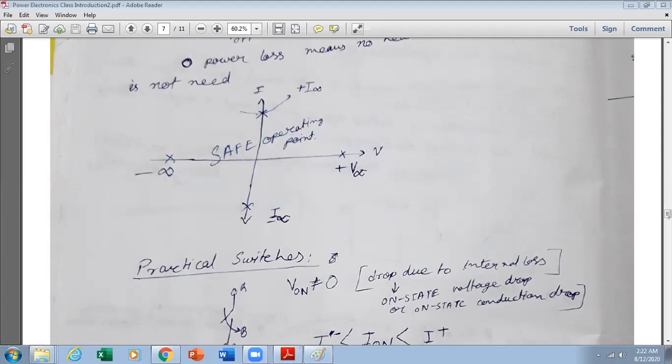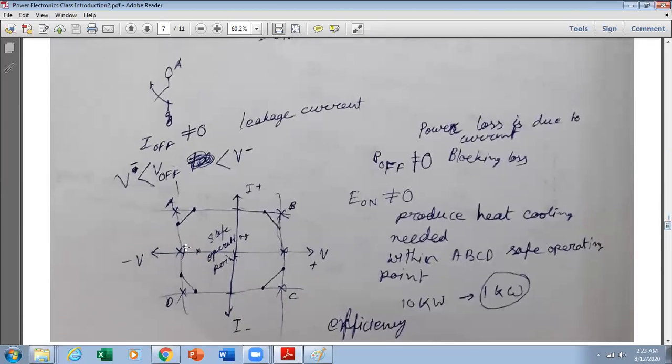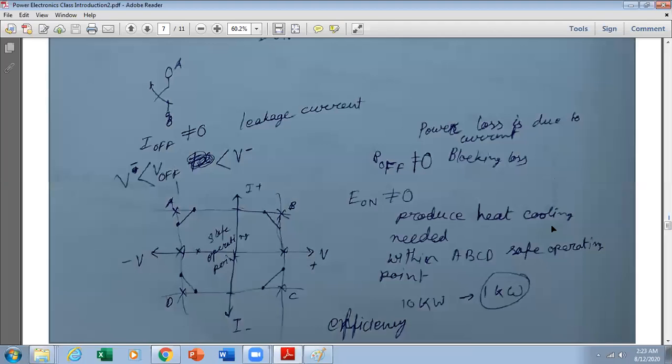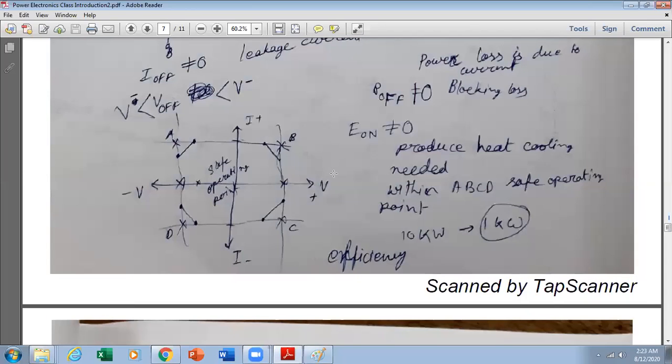Now we will discuss the next practical cases. For this figure, you can see there is a current. This is a plus I, and as I have said, I should not be infinity here. Plus I2, minus I, it has some value, and here also it is minus V2, plus V. So the safe operating region is this.